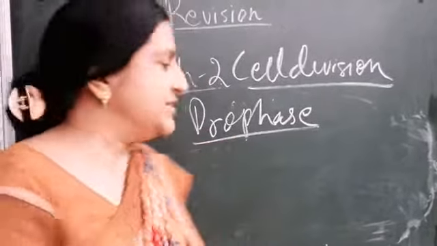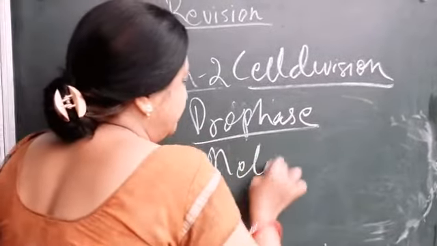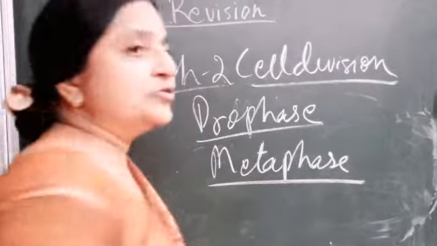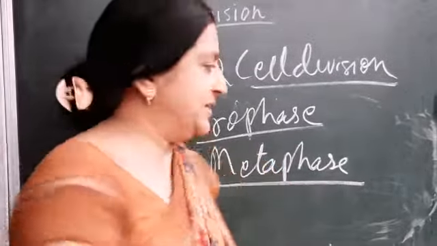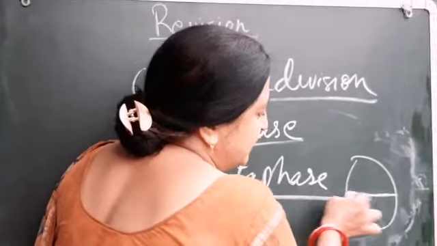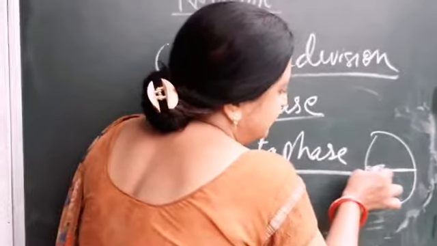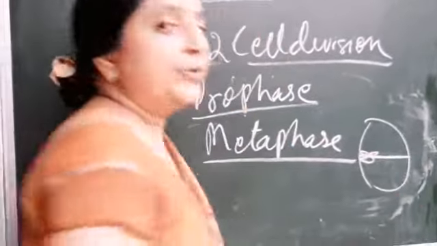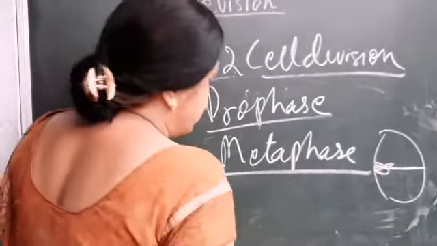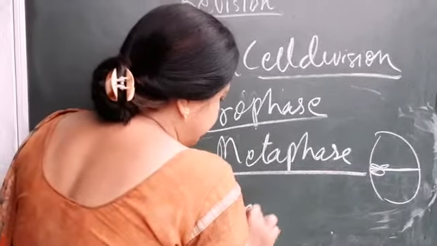Now the second phase is the metaphase. In metaphase, chromosomes align on the equatorial plane. Suppose this is the cell, and chromosomes are aligned on this plane like this. Aligned on the equatorial plane. This is the metaphase. And now the next phase is the anaphase.